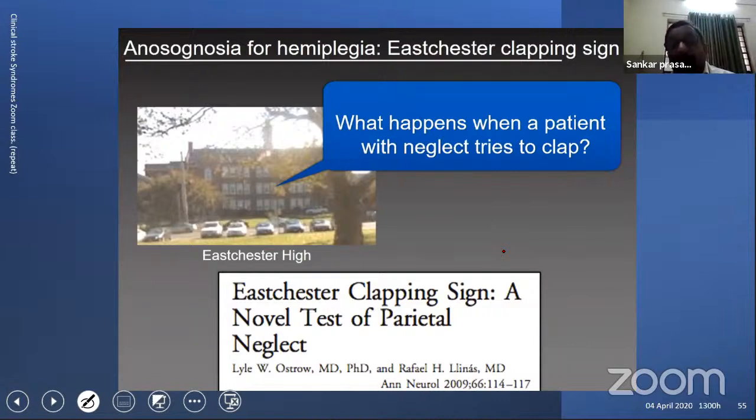They also never thought about this. So they went up and examined all the cases. Then they found to their surprise that the individual started clapping only with one hand, not knowing that his left hand is not working. So that has been published in Annals of Neurology as the east chest clapping sign, a novel test of parietal neglect.